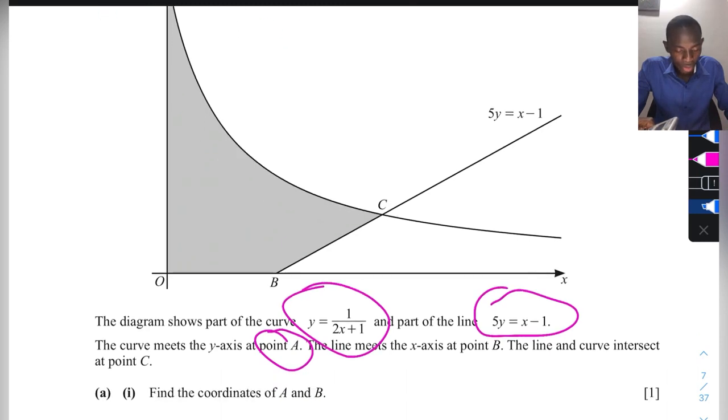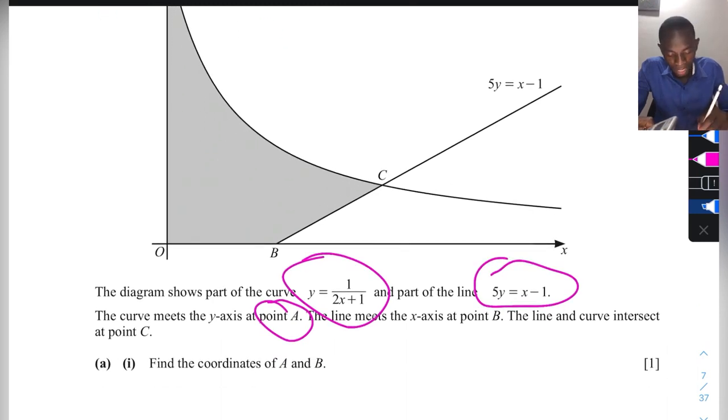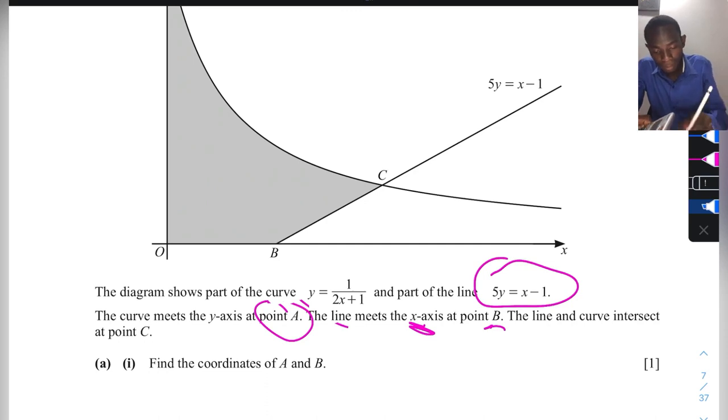Then let's continue. The line meets the x-axis at B. Well, take the line. This is the line. At the x-axis, y is equal to 0, right? So if this is equal to 0, then you have this. That means x is what? 1. So B is actually (1, 0).